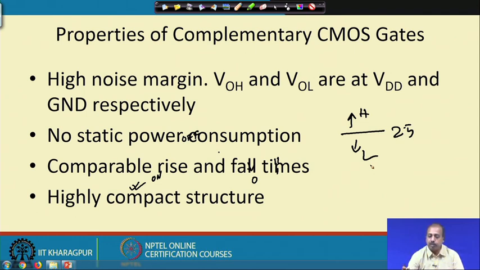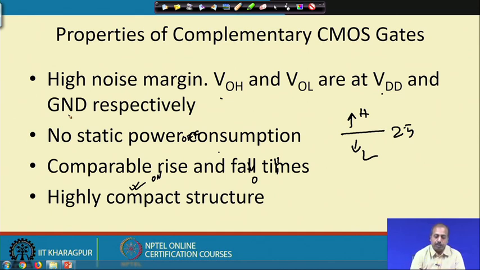As a result, some low may be misinterpreted as high, or high may be misinterpreted as low. So, normally VOH is the voltage level above which we consider the output to be high, and VOL is the voltage level below which we consider the output to be low. In case of CMOS, VOH is at VDD and VOL is at ground, so they are at their maximum values. VOH can at most go up to VDD, and VOL can be a minimum of ground. So, this has a very high noise margin, which we will explain in the next slide.